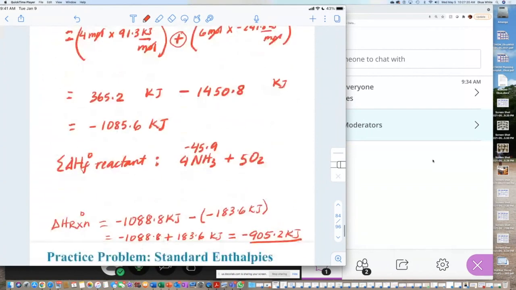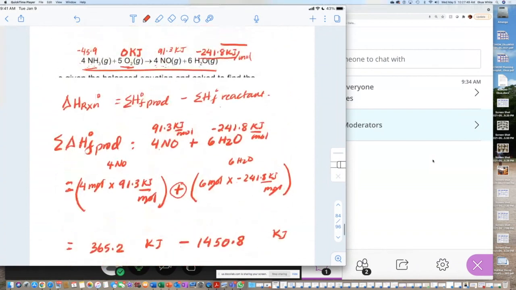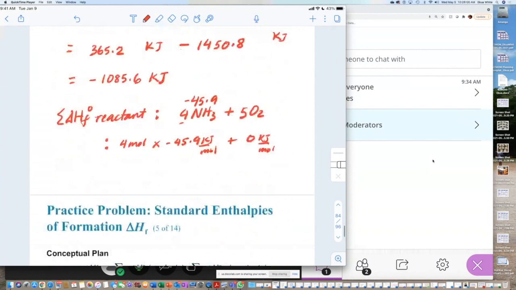Okay, so I'm going to erase this bottom part here and then work it out. For my equation, I need to write a little slower because I'm running out of space. Since it's 4 here, 4 moles times negative 45.9 kilojoules per mole. The oxygen one is going to end up being 0 kilojoules per mole. So let me make sure I'm doing this correctly: 4 times negative 45.9 is negative 183.6. Okay, let's do this.